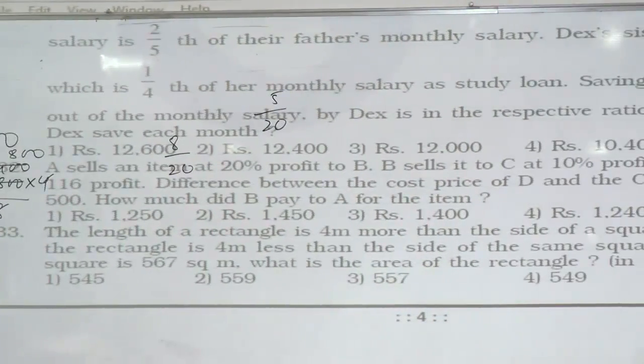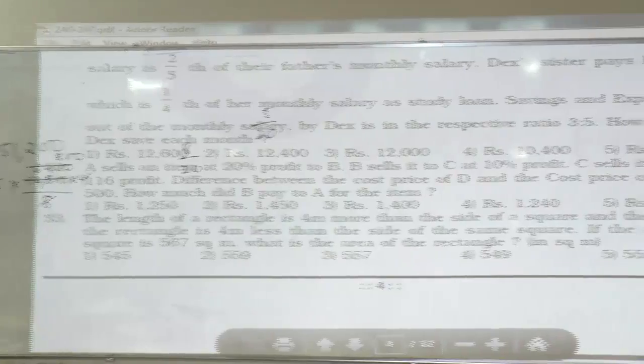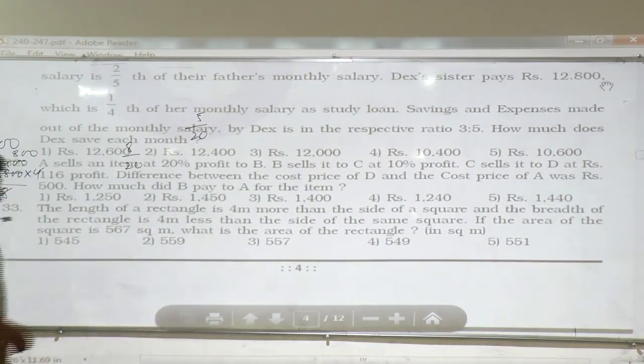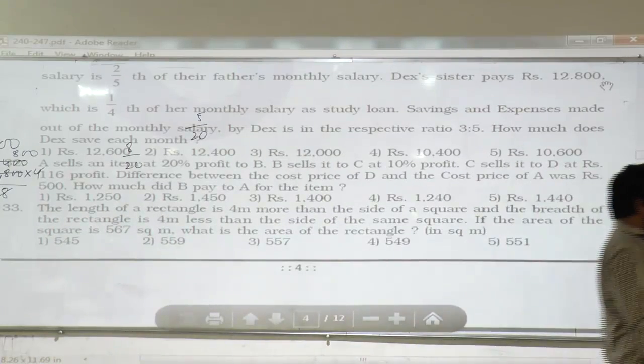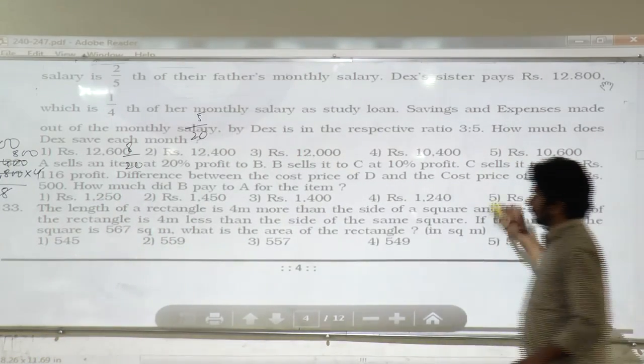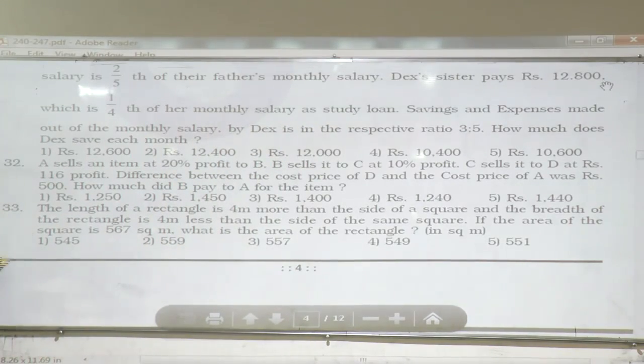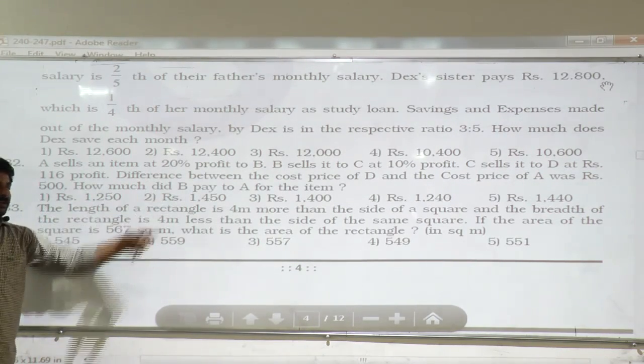Next, 32. A sells an item at 20% profit to B. B sells it to C at 10% profit. C sells it to D at 116 rupees profit. The difference between the cost price of D and the cost price of A was 500 rupees. How much did B pay to A?